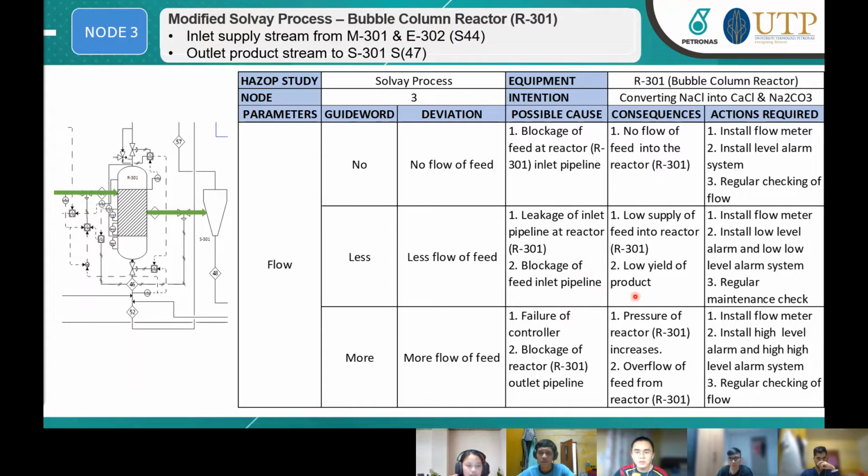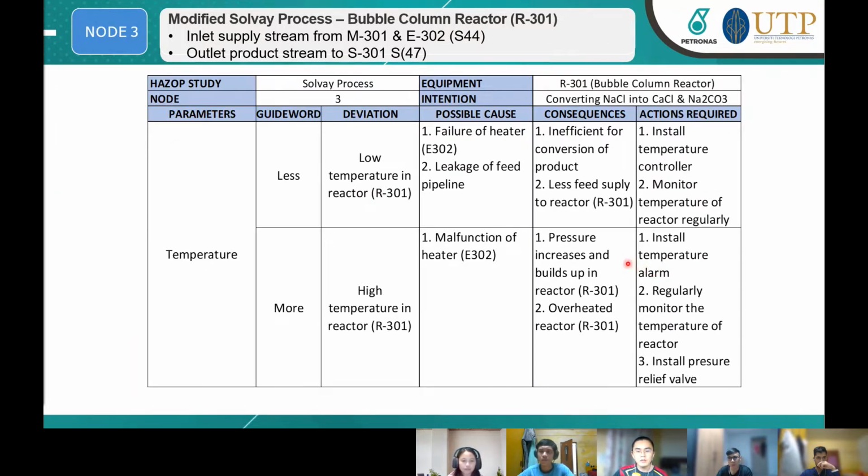To mitigate this problem, emergency alarms such as the level alarms are to be installed and proper regular maintenance is applied. In terms of temperature, it will mostly deviate to either low temperature or high temperature due to the malfunctioning of controller or heater. This will bring in consequences such as the overheating of reactor and overpressure, which may lead to explosion. Emergency alarms such as the temperature alarm and pressure valves are to be installed to prevent this incident from happening.